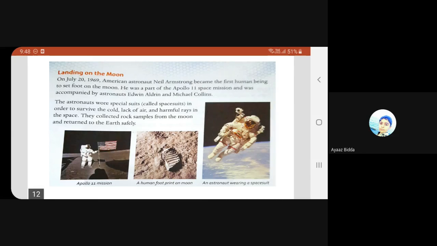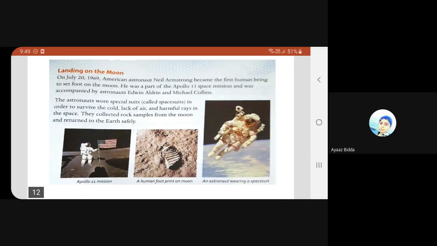Landing on the moon. On July 20, 1969, American astronaut Neil Armstrong became the first human being to set foot on the moon. He was a part of the Apollo 11 space mission and was accompanied by astronauts Edwin Aldrin and Michael Collins.